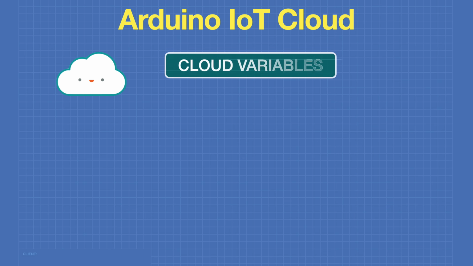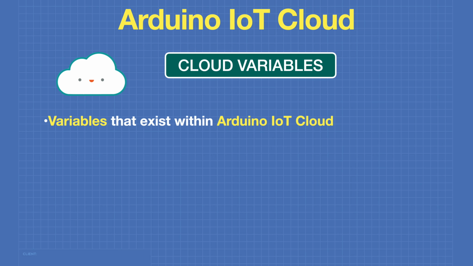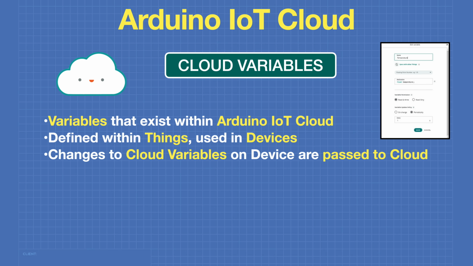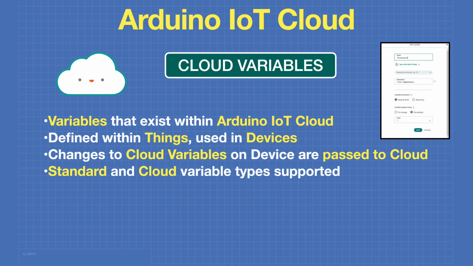Cloud variables are one of the key concepts of working with the Arduino IoT Cloud. These are variables that exist within the IoT Cloud. You'll define your cloud variables when you define your things, and cloud variables are used with all of your devices. Any change made to a cloud variable on a device is passed to the cloud. Most standard variable types are supported by cloud variables, and in addition there are some specialized types that are unique to cloud variables. Cloud variables can be read-write or read-only.